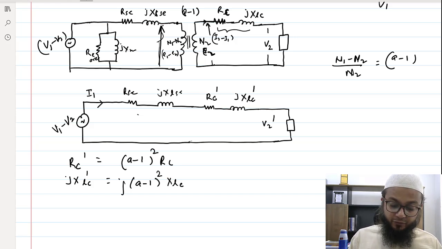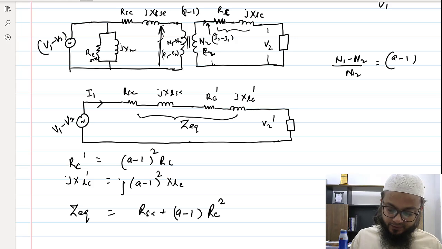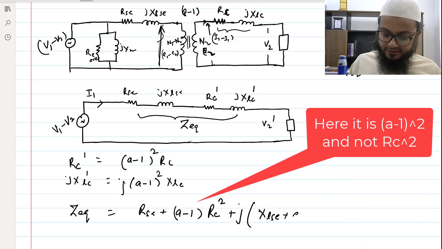So what would be Z equivalent? If you see Z equivalent here, the overall impedance, this Z equivalent would be RSE plus (A minus 1) whole square of Rc, plus j times of XLSE plus (A minus 1) whole square of XLc.